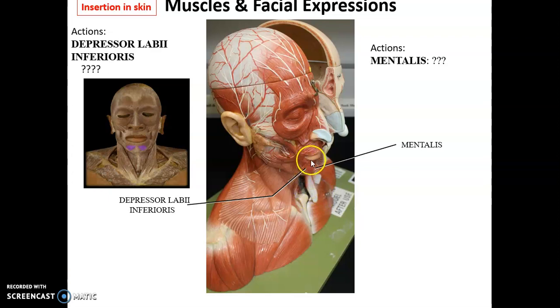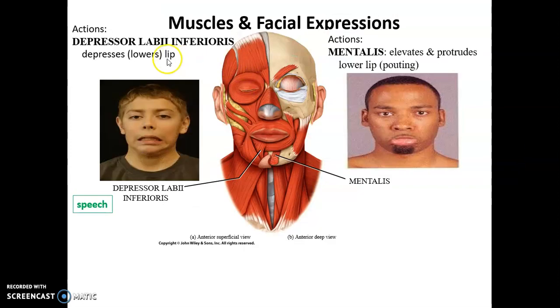Then we have depressor labii inferioris. I wonder what that muscle is going to do. Well, as expected, it is going to be inserting into the lower lip. And then we also have mentalis. Mentalis muscle is right on the point of the chin. And they both are inserting into skin. Depressor labii inferioris, as you would expect, helps to lower or depress the lower lip, so pulls down the lower lip, important for speech. And mentalis, when it contracts, actually elevates and protrudes the lower lip, so it helps to stick out your lower lip like a toddler might make when they're giving you a pouty face.